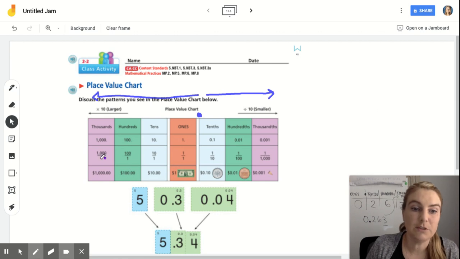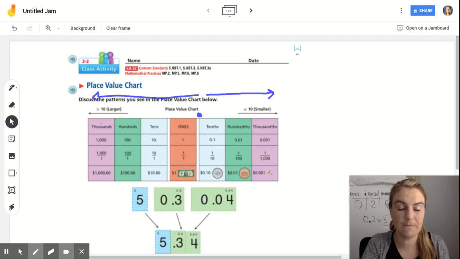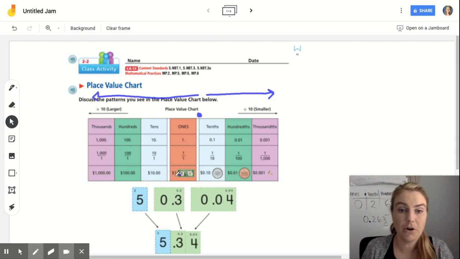$100 times 10 is 1,000. So each time we go up in a place value, or to the left in a place value, our number is increasing by 10. Going the other way now, if we start off with $1 and we go to the right, the next place value over to the right is tenths. So 1/10 of a dollar is 1/10.